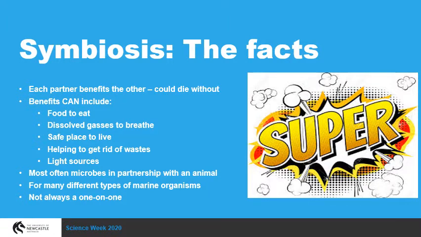So when you're creating your super symbiont artwork, just keep in mind some facts about symbiosis. These are superpowers, and each partner will benefit the other. It's not a harmful relationship, it's where they're both helping each other. The benefits can include, and this is just for ideas, not telling you what to say or draw, food to eat, gases to breathe, a safe place to live, helping to get rid of waste, and light sources. It's most often microbes in partnership with an animal, but not necessarily. Many different types of marine organisms, and it's not always a one-on-one.